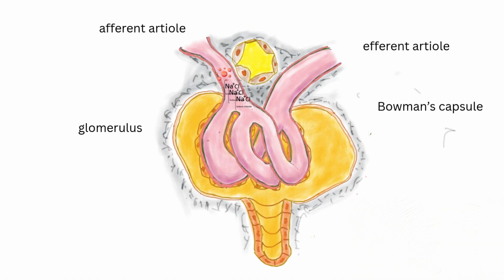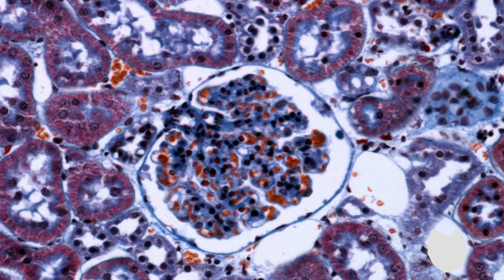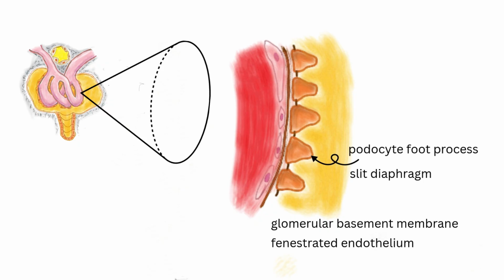Here we see sodium chloride get filtered, but the protein molecules are not, unless there is a glomerulonephritis, diabetic kidney, nephrotic syndrome, or other nephritic diseases. FYI, this is a light micrograph section of a normal glomerulus encased in Bowman's capsule. Let's take a closer look at the glomerular wall into Bowman's space.